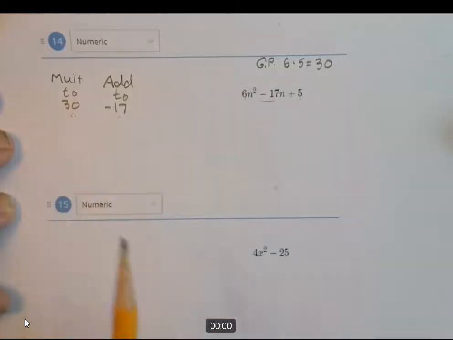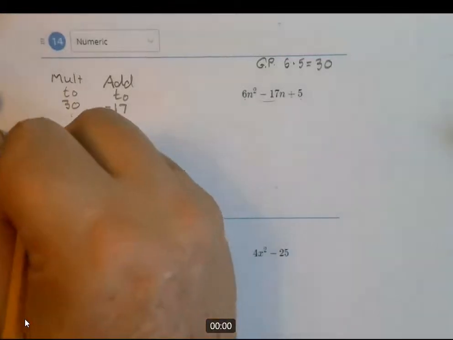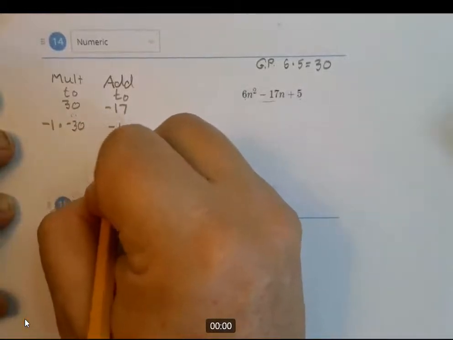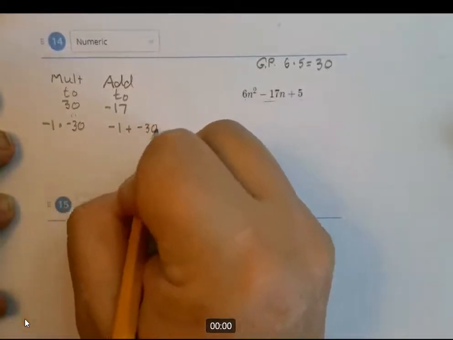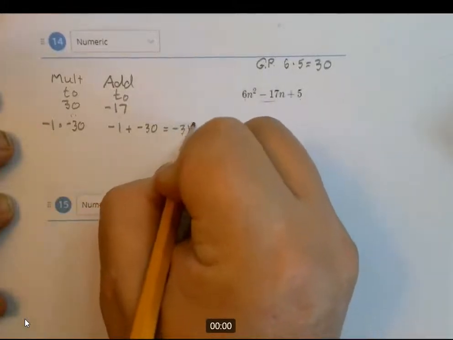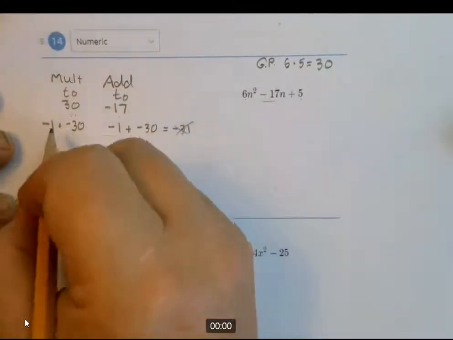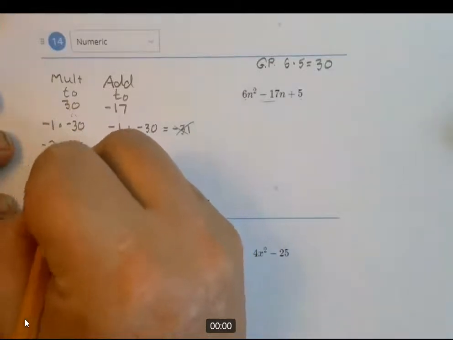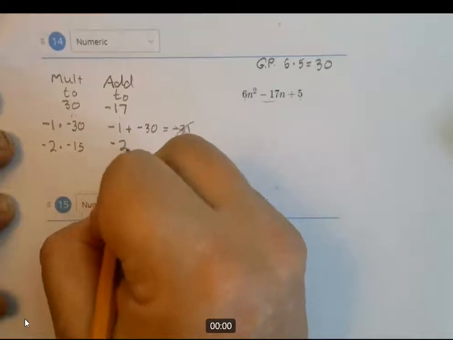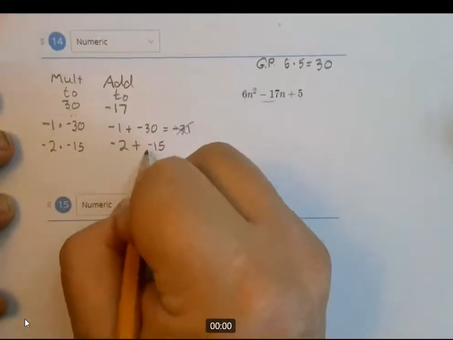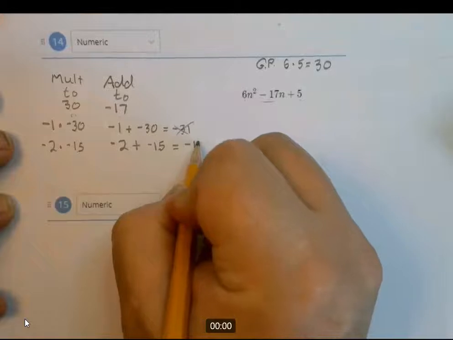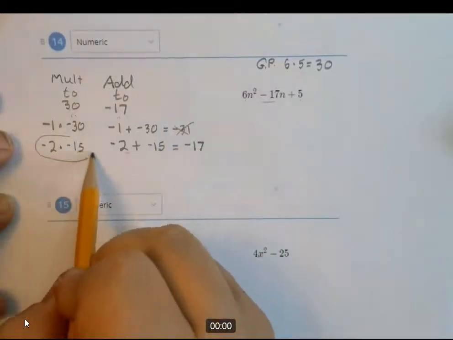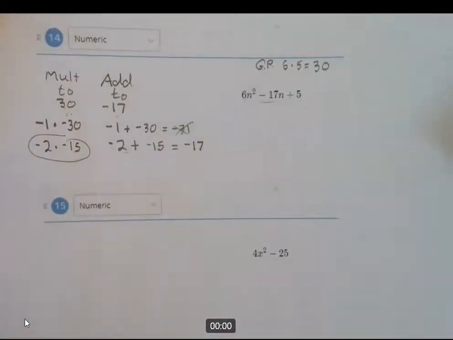So again, there's a lot of possible combinations to get 30, so we just start at the beginning. Negative 1 times negative 30. Negative 1 plus negative 30 equals negative 31. That's not what we're looking for. Okay, the next combination that multiplies to 30 is negative 2 times negative 15. That equals positive 30. Negative 2 plus negative 15 equals negative 17. Watch out for the minus signs. Okay? And that's what we want. We want negative 17. So negative 2 and negative 15 are the numbers that we're looking for.